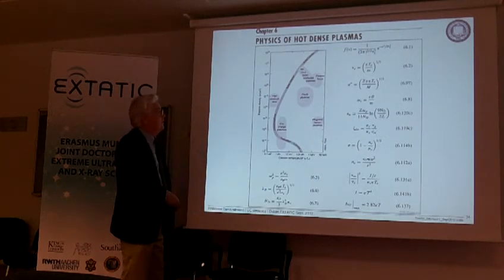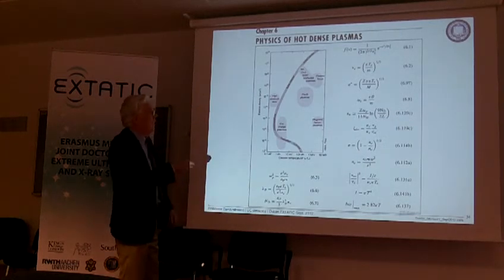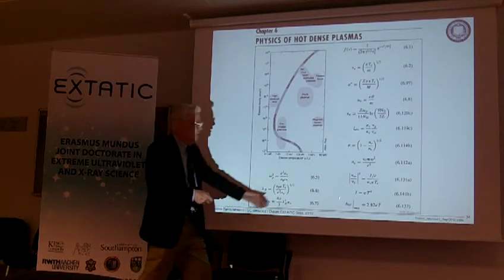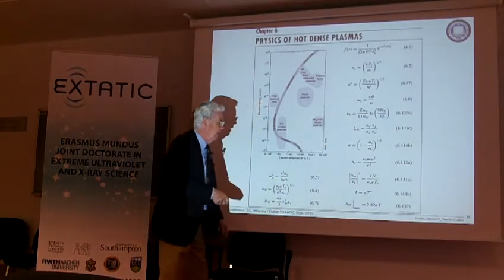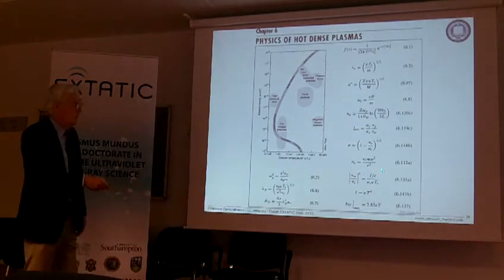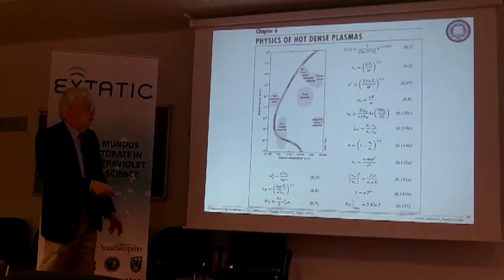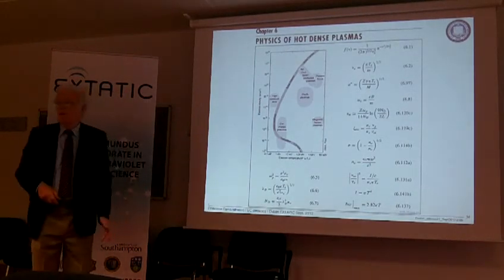How many electrons in a Debye sphere? How is a temperature defined? And collision frequency, and what about some of these electromagnetic effects? What is the refractive index of a plasma? Some nonlinear effects. Where does black body radiation fit in here?